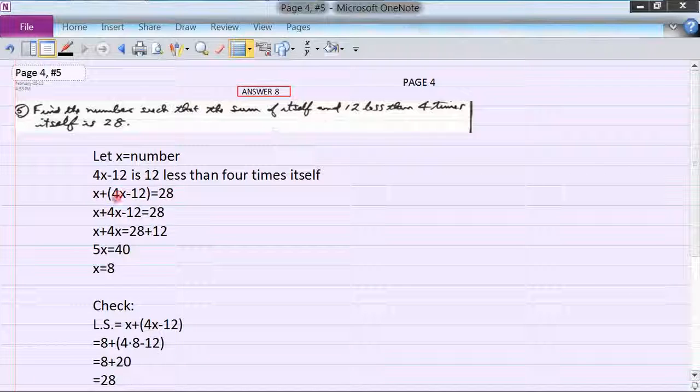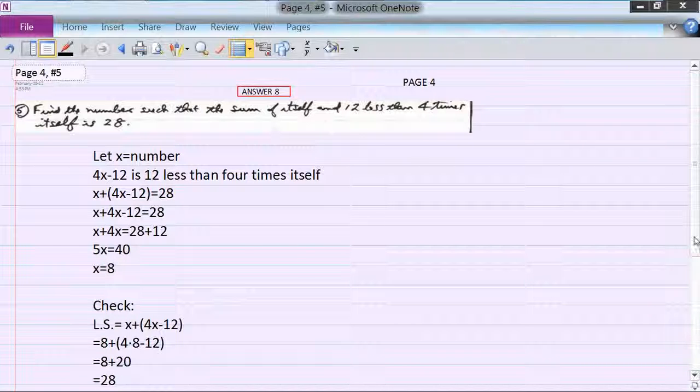We remove the brackets. This 4x becomes this 4x. Minus 12 becomes minus 12. Now what we're going to do is group the variable on the left. Here it is. Transpose the minus 12 from the left to the right. We get plus 12. So we have x plus 4x is 5x. 28 plus 12 is 40. Divide the left side by 5, I get x. Divide the right side by 5, I get 8. So the number is 8.